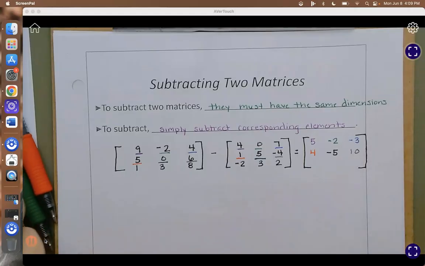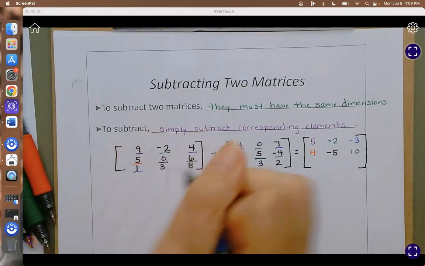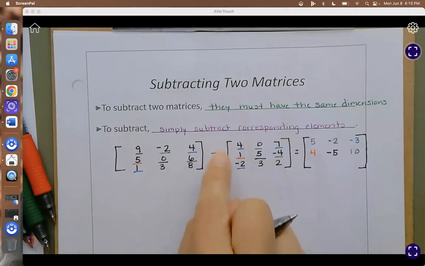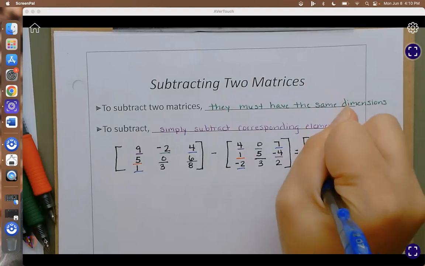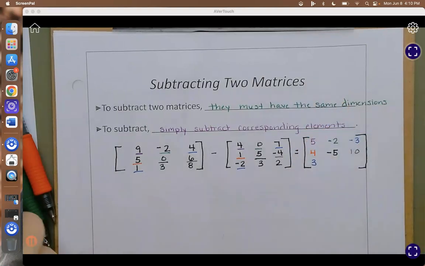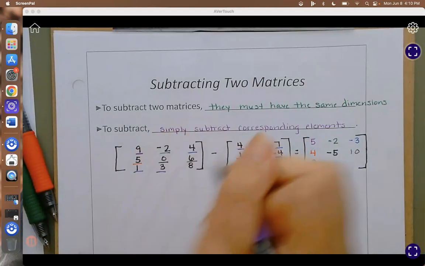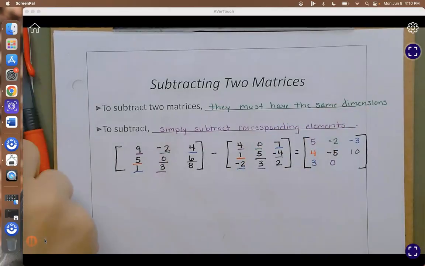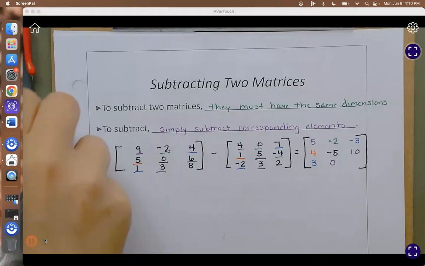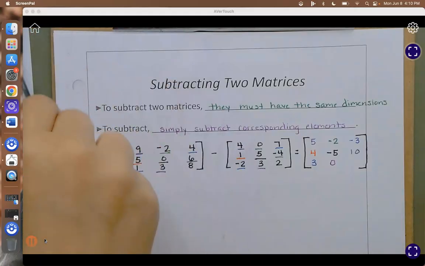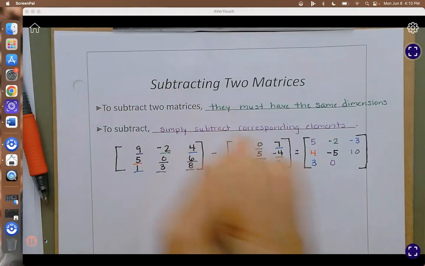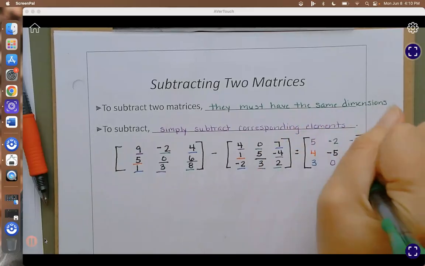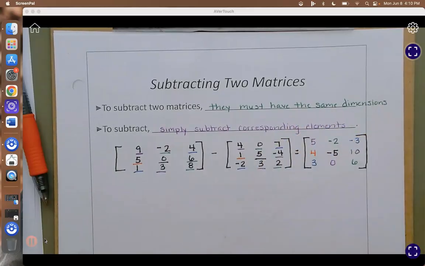All right. 1 minus -2, so that becomes a +2. So 1 and a +2 become 3. A 3 minus 3 is 0. And then an 8 minus 2 is a 6. Okay?